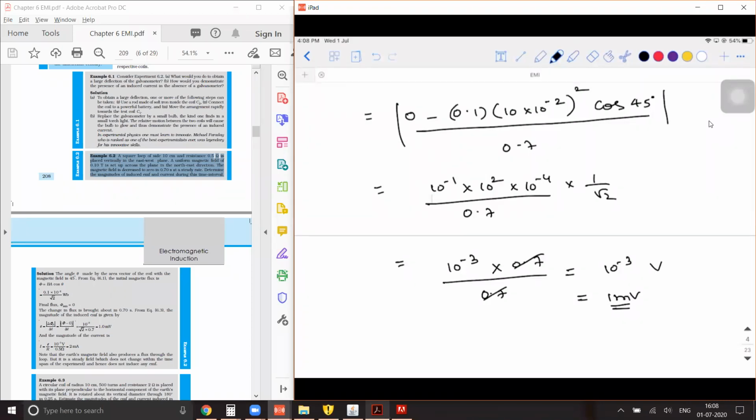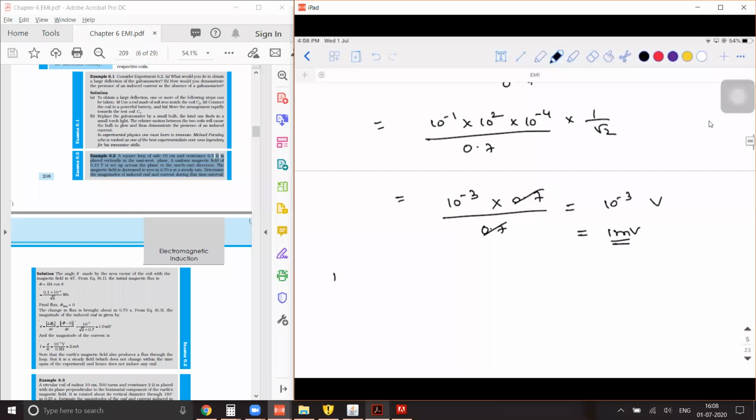Now due to this EMF, what will be the current that is flowing through the coil? Current is equal to EMF divided by the resistance. So that will be 10 power minus 3 volt divided by, what is the resistance of the coil? 0.5 ohms, so that is 1 by 2. So it will be 2 into 10 power minus 3 ampere. So there will be 2 milliampere of current that is getting generated.